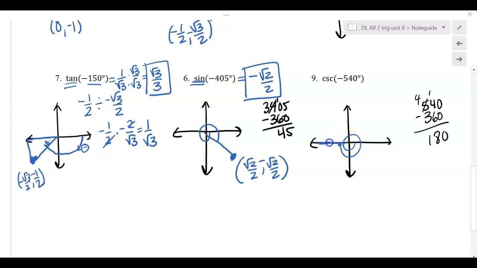So you land right here on the negative x-axis, same place that you would land if you went 180 degrees. The coordinates there, I know because it's on the axis, I should use ones and zeros. So at that position, it would be negative 1, 0.